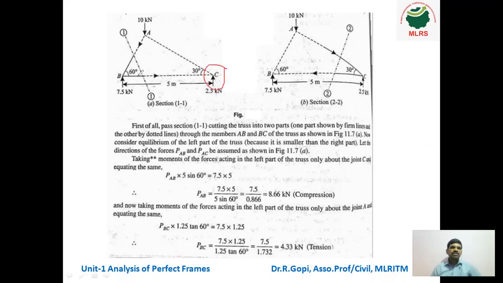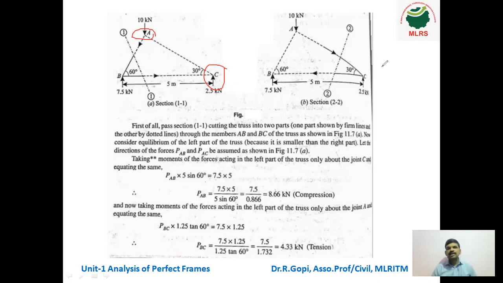Next, I want to know the BC member force, where I have to take moment at A. So for this section line, only 2 member forces we are able to find. Next, come to the second section line. For the second section line, it cuts AC and CB.